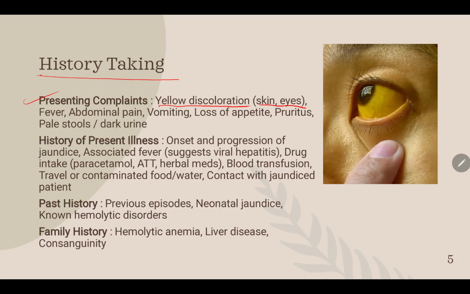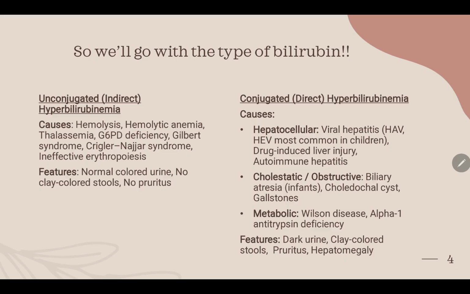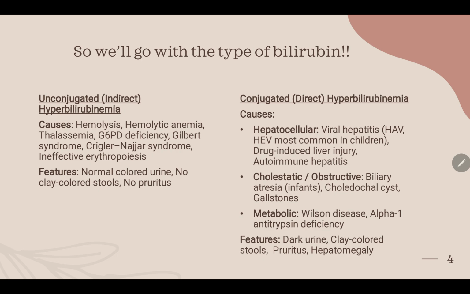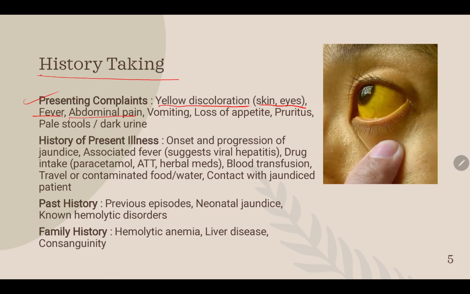Then fever, abdominal pain. Fever, because if there is any viral cause, like we have studied here, hepatocellular, most commonly viral hepatitis A and E. Then we have vomiting, loss of appetite, pruritus, pale stools, and dark urine. So if a child presents with this in your OPD someday, it is definitely most likely going to be jaundice.